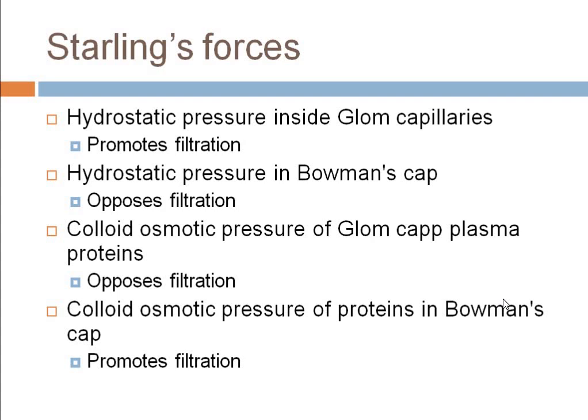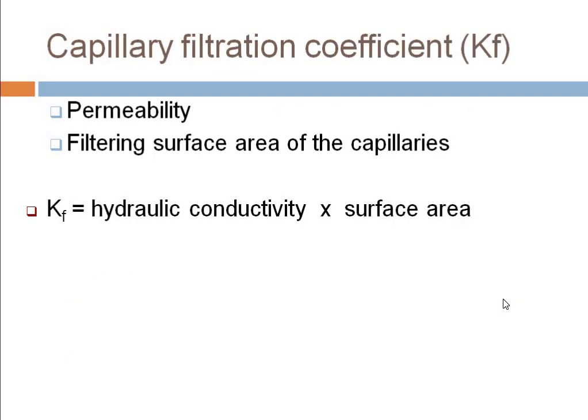It's a very important question, asked in exams also, GFR and its determinants. So these are the primary determinants. Apart from it, this is also a very important determinant of GFR, and that is capillary filtration coefficient. Now this capillary filtration coefficient depends upon two factors. First is permeability, and second is the filtering surface area of the capillaries.